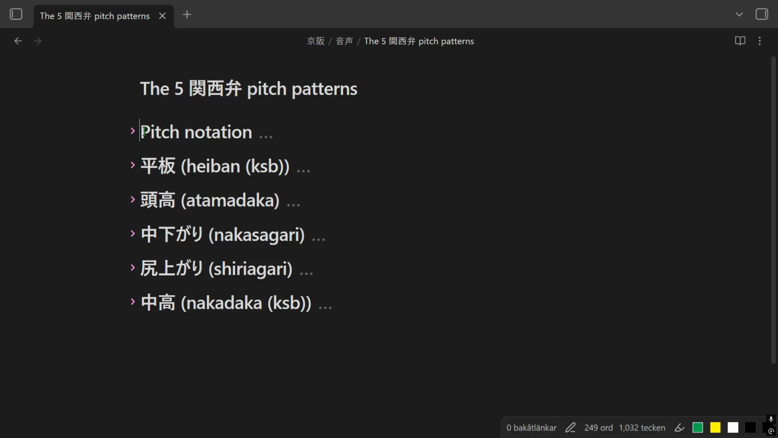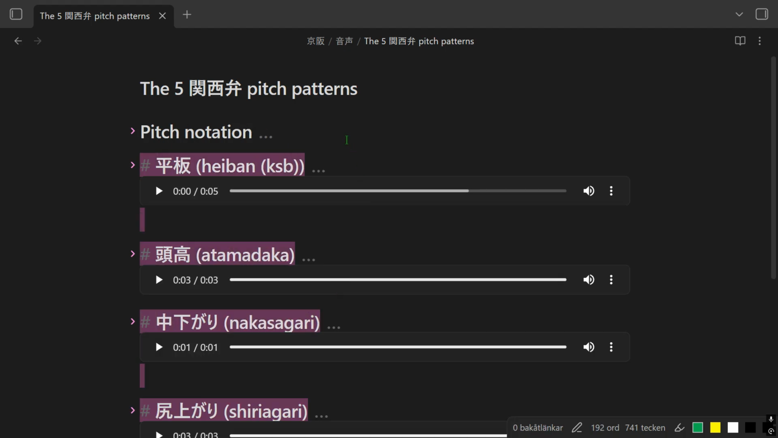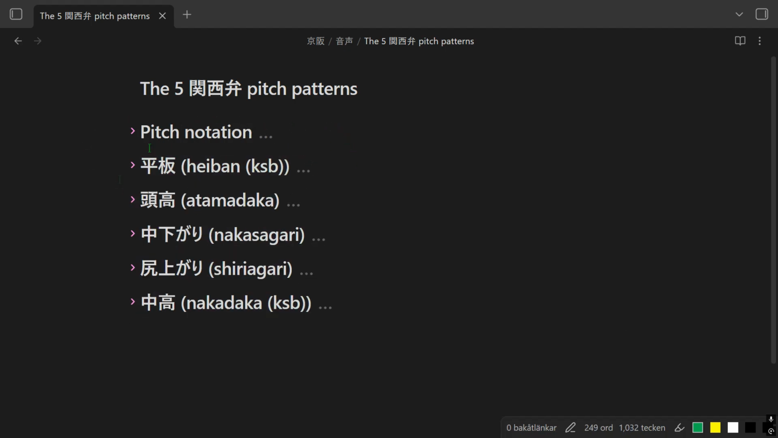So first I thought we'd go through, how do you notate Kansai Ben? How does it differ from standard Japanese? I'm going to assume you have some pitch knowledge of standard Japanese before you head into Kansai pitch. So we're going to talk about how the standard patterns differ from standard Japanese and how these ones work. Okay, so let's just get started with pitch notation.